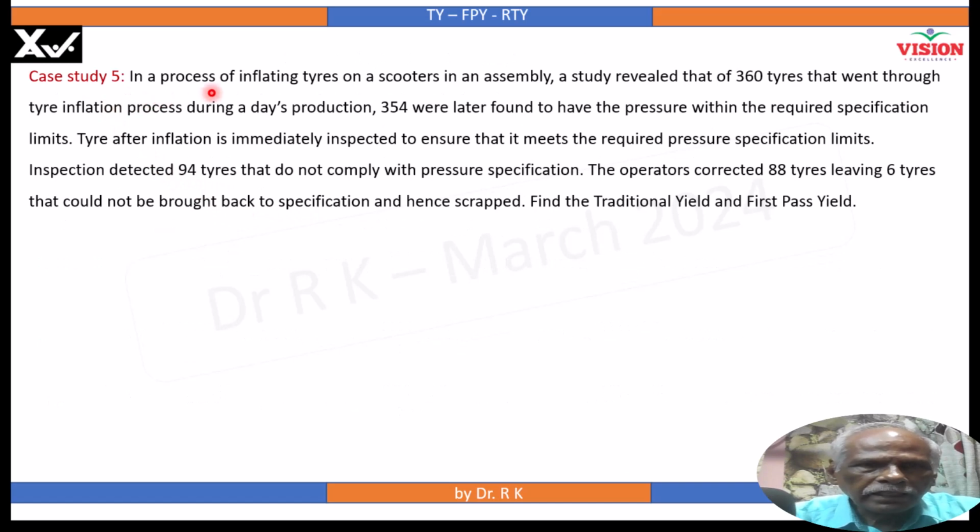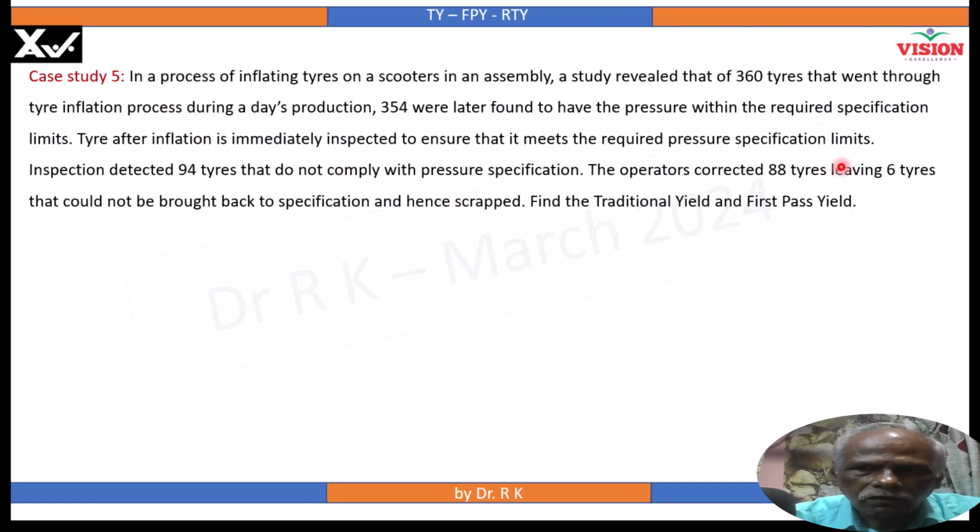Case study 5. In a process of inflating tires on scooters in an assembly, a study revealed that of 360 tires that went through the tire inflation process during a day's production, 354 were later found to have pressure within the required specification. Tire after inflation is immediately inspected to ensure that it meets the required pressure specification limits. Inspection detected 94 tires that do not comply with pressure specification. The operators corrected 88 out of 94 tires, leaving 6 tires that could not be brought back to specification and then scrapped. So what is the output?